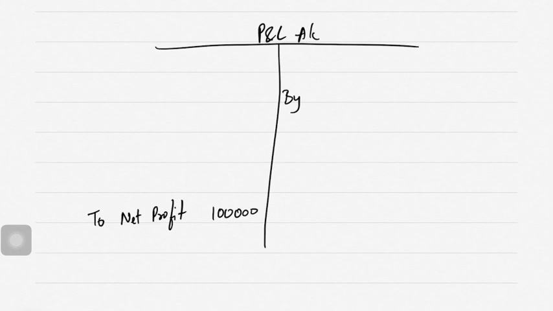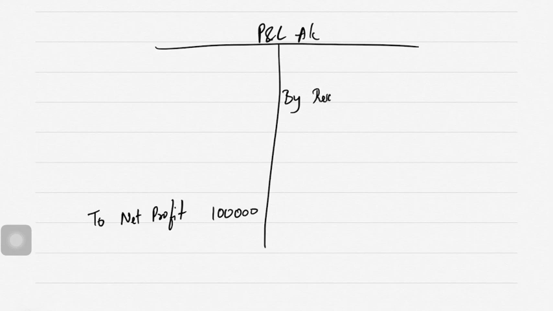Okay. In the question, the P&L account would be given. And purposely some items which do not belong to the P&L account will also be given. So those items you have to remove and calculate the net profit. For example, now the P&L account is given. Suppose net profit is 1 lakh.